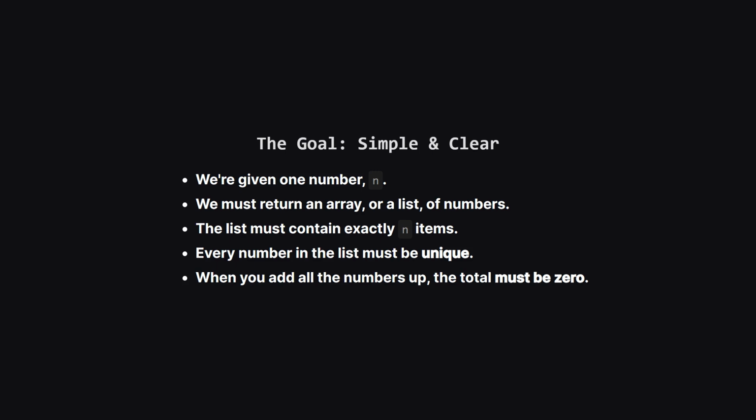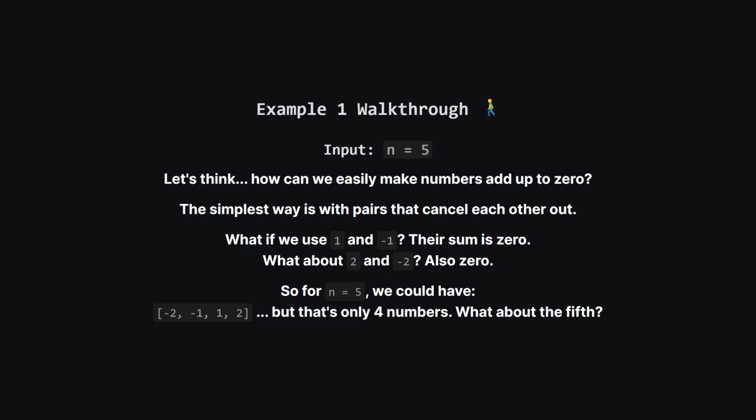Let's really simplify what it's asking for. We get a number N. We need to give back a list with n numbers in it. The catch is, no number can be repeated, and the grand total of all the numbers must be exactly zero. That's it. Okay, let's take the first example where n is 5.